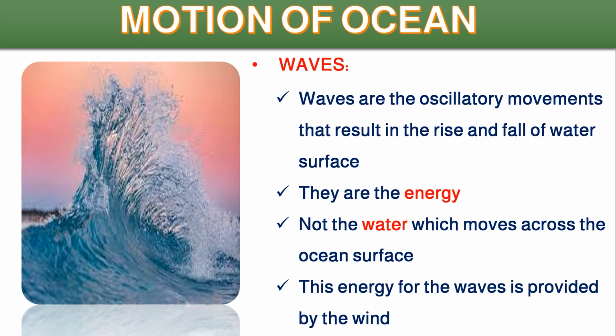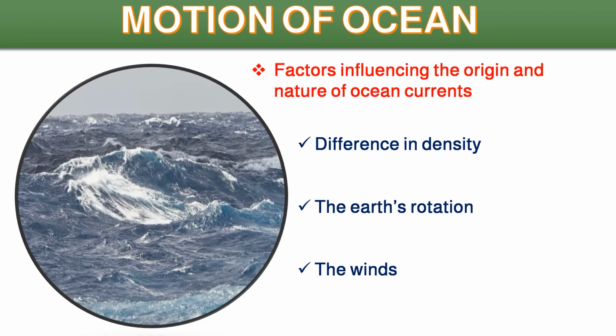Now let's understand waves. Waves are oscillatory movements that result in the rise and fall of the water surface. On the sea surface you can see a rise and fall of water, but actually that is caused by wave energy. It is not the water particles that move across the ocean surface, it's the energy. Now let's understand the factors that influence the origin and nature of ocean currents. The first is difference in density, the second is earth rotation, and the third is winds.